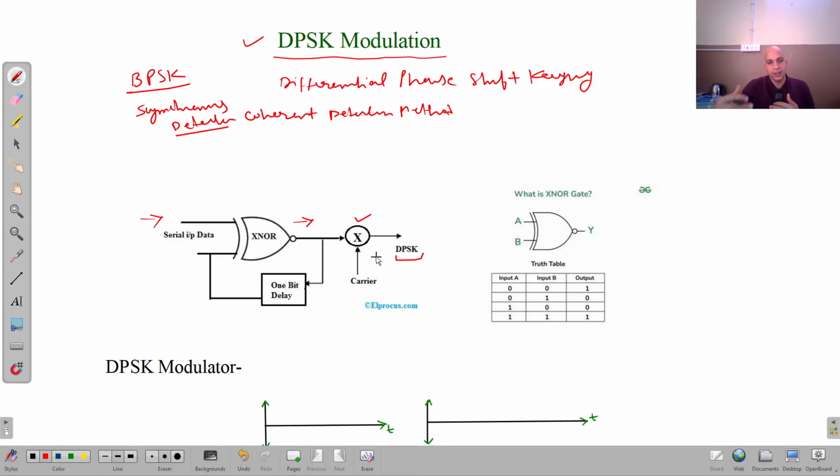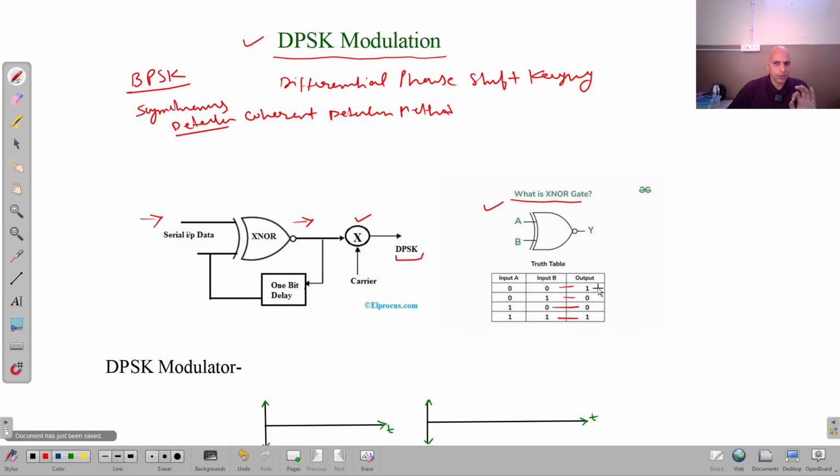Now, before going into the entire DPSK modulation, first of all, I want to recall the truth table of the XNOR gate. You can see here the circle symbol. The truth table for two inputs: 0 0 gives 1, 1 0 gives 0, 0 1 gives 0, and 1 1 gives 1. So you can see we get output 1 only when both inputs are the same, otherwise we get a 0 output. So we know very well the working of the XNOR gate.